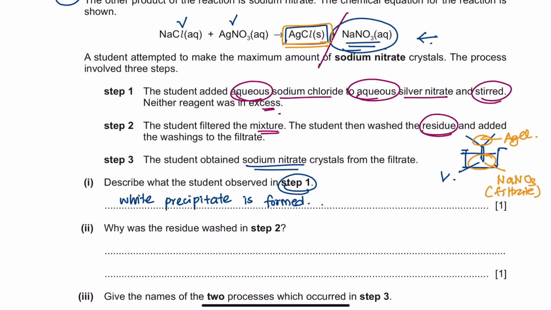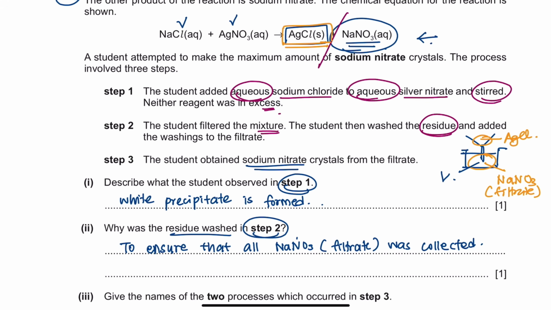The next question is asking you, why was the residue washed in step 2? So similar with the question that we did before, the reason why we always wash our residue is to ensure that all your filtrate, which is sodium nitrate, passes through your filter and it is being collected.